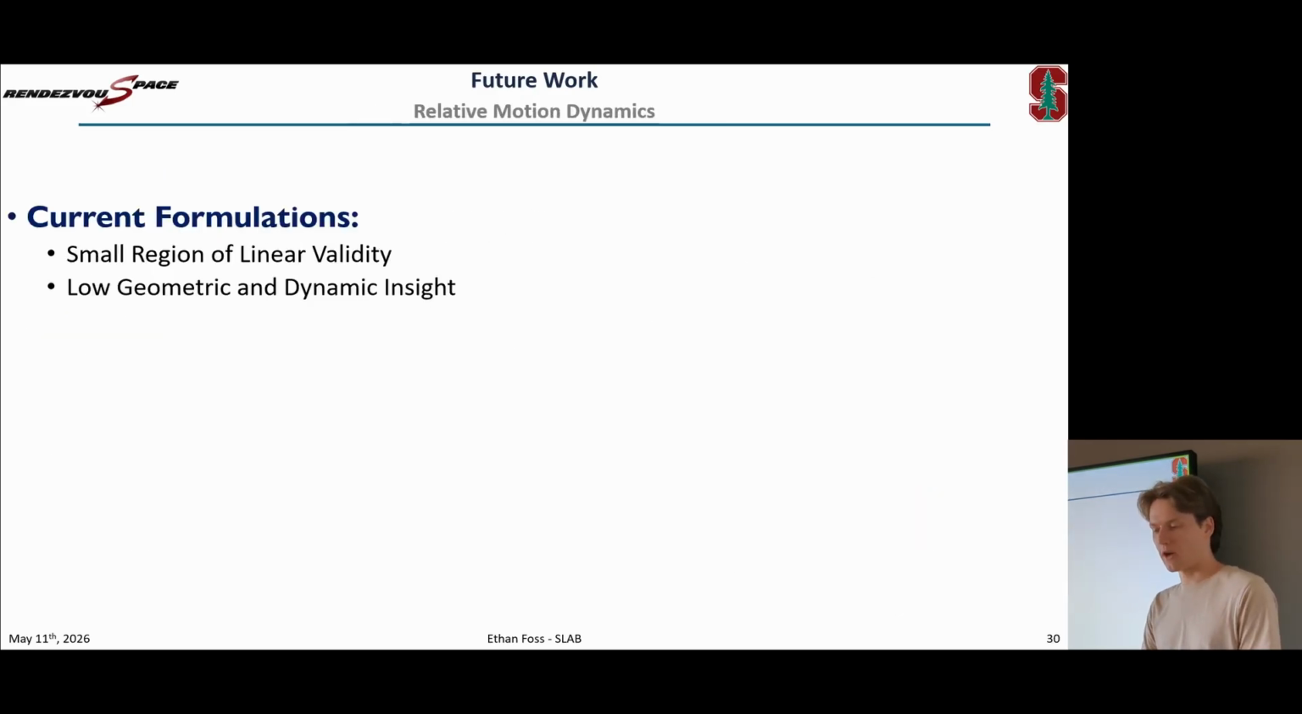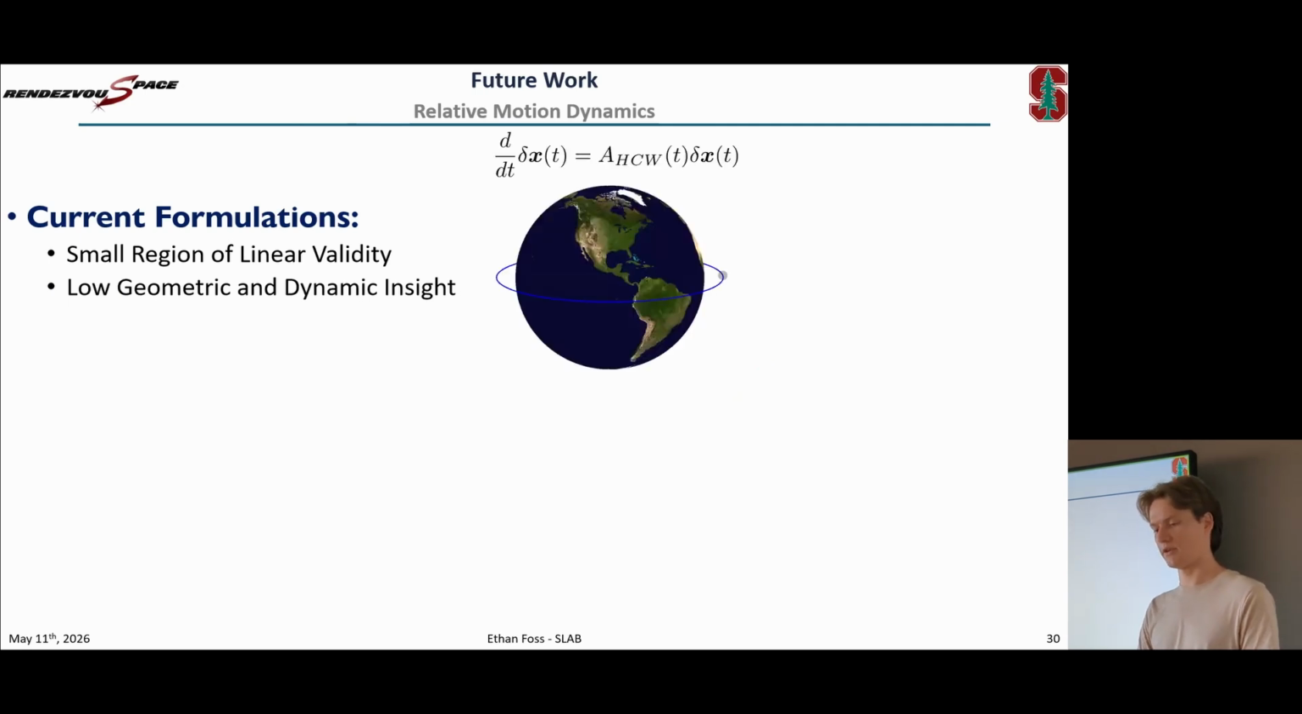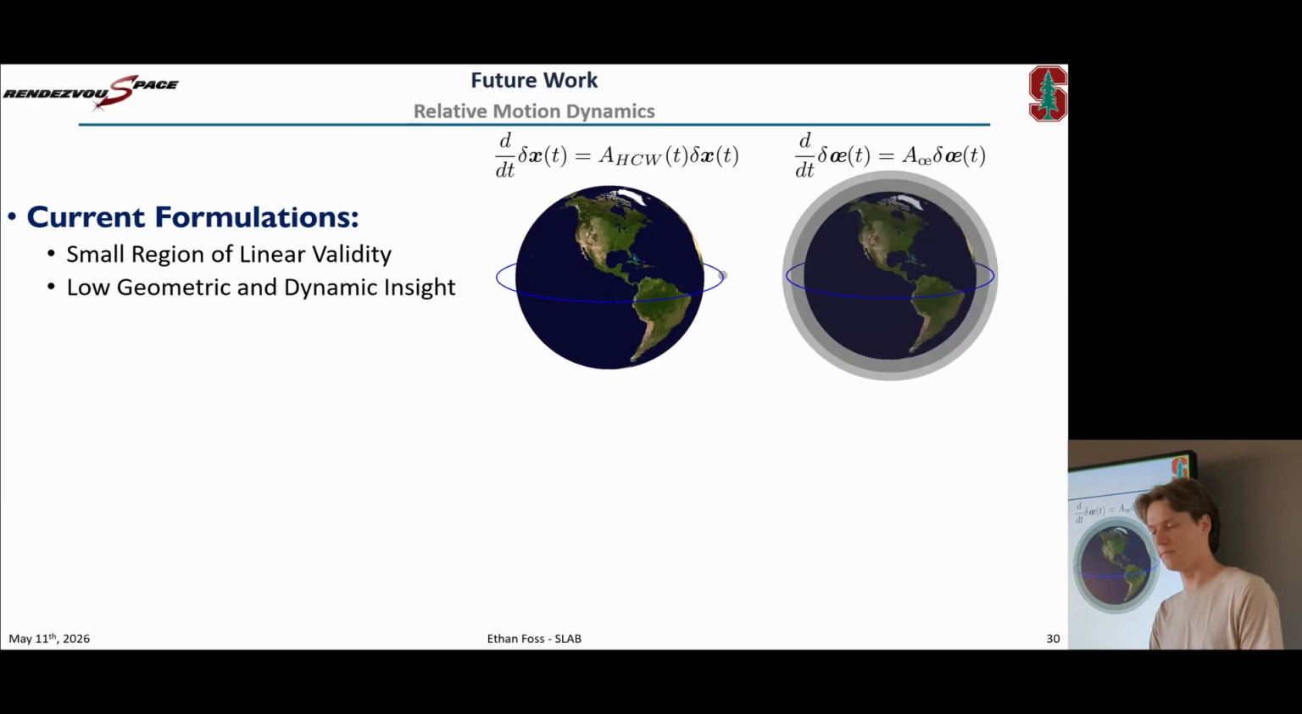So firstly, let's talk about relative motion dynamics. To sort of motivate this work, let's consider the Keplerian regime. So suppose we are in a periodic orbit about the Earth. There are sort of 2 different paradigms for considering relative motion in these regimes. So obviously we have the Hill-Clohessy-Wiltshire equations. The main issue with these equations is that their region of linear validity is very small, as we know.